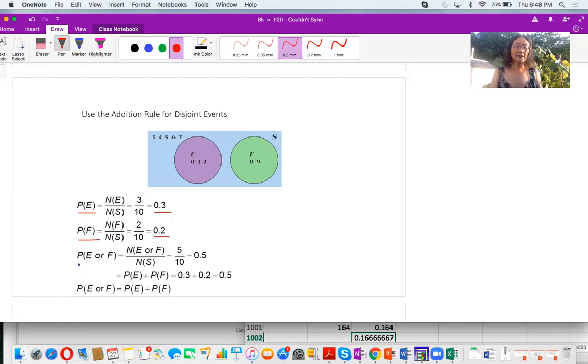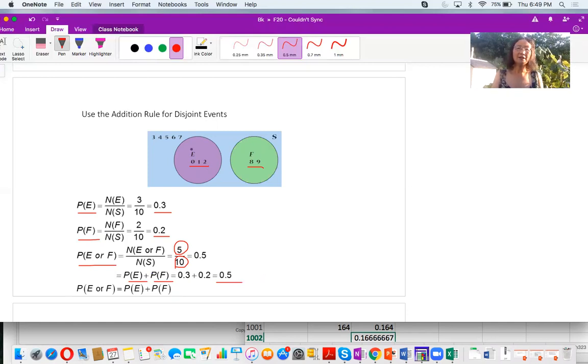And next, let's calculate the probability of E or F. Okay, E or F. There are 5 numbers here. And the total number is 10. So the probability is 5 over 10, 0.5. And it happened to be that the probability of E plus the probability of F is equal to 0.5.